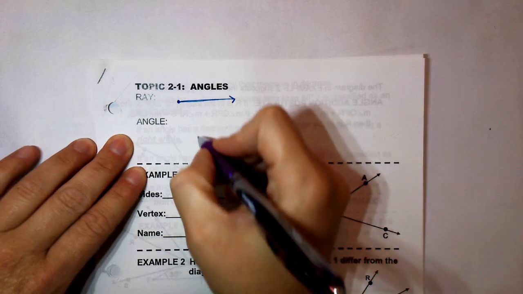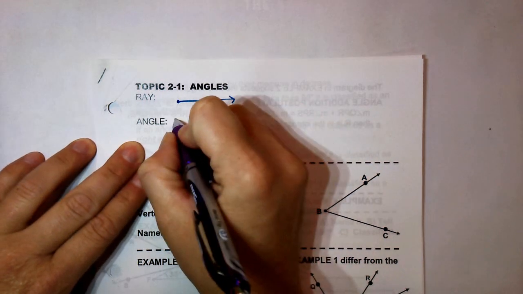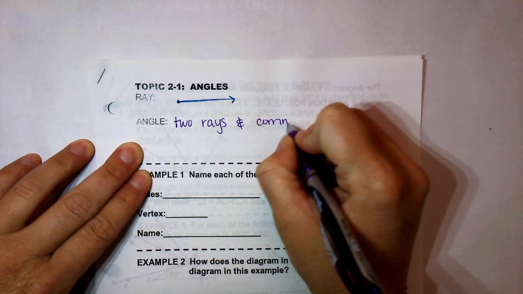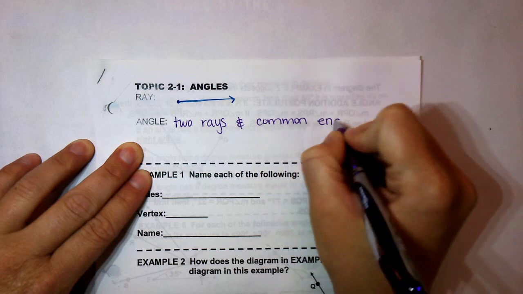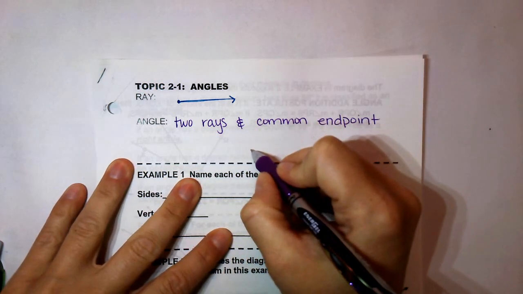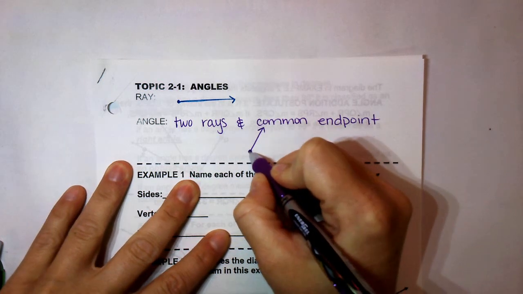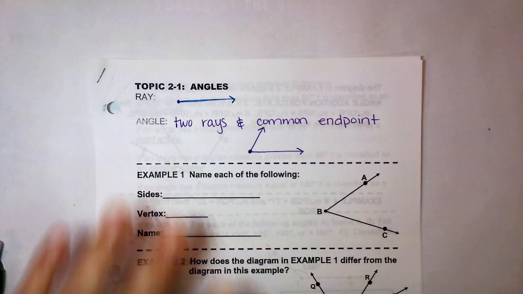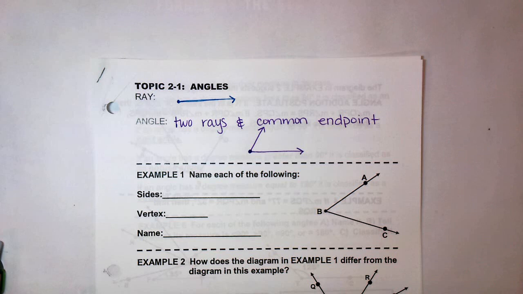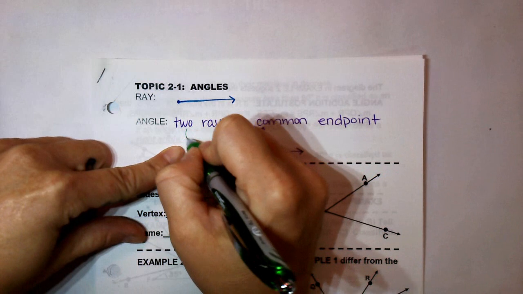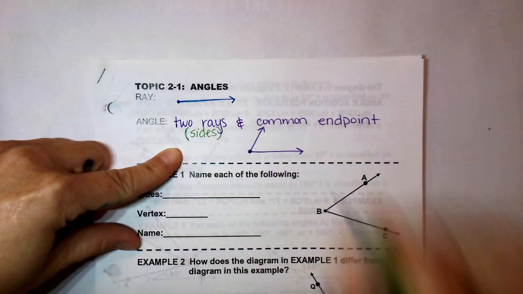So an angle is two rays and a common endpoint. Let's say I have my first ray. Then all I have to do is draw a second one from that same dot, because it's the common endpoint. So two rays and a common endpoint. The rays are going to be the sides. So my two rays are going to be the sides.